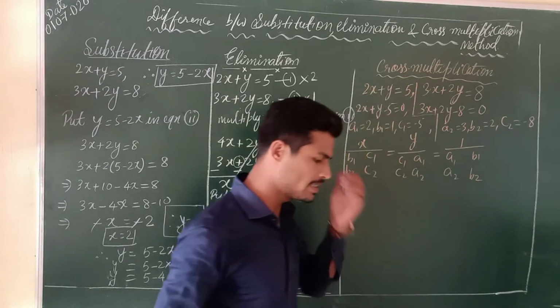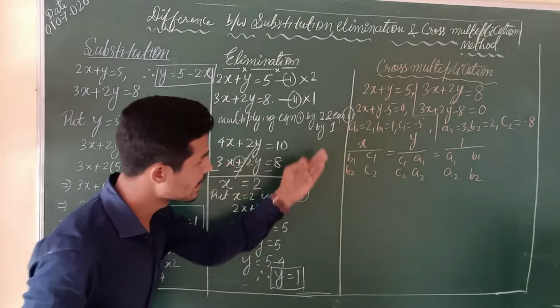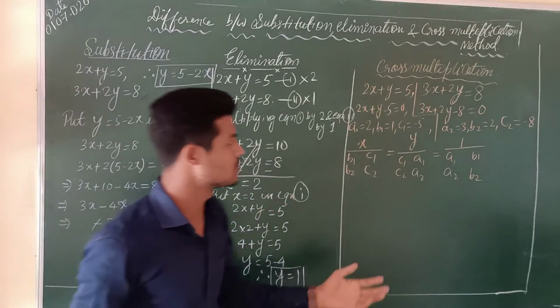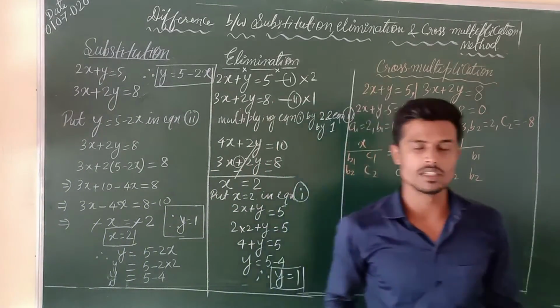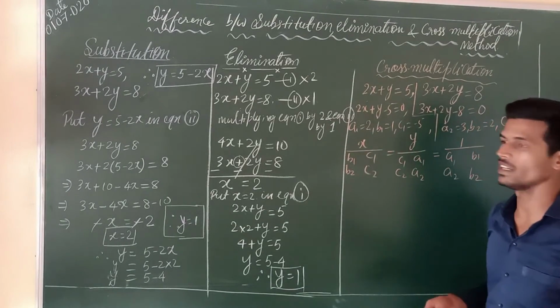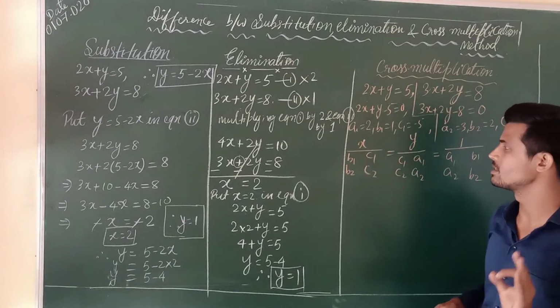Now the question arises: how to learn all these formulas, x upon b1, b2, c1, c2, y upon c1, c2, a1, a2, and 1 upon a1, a2, b1, b2? It is too hard to learn. Then how will we learn the formula? It is too easy. The concept is here.